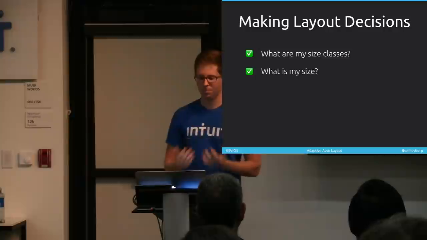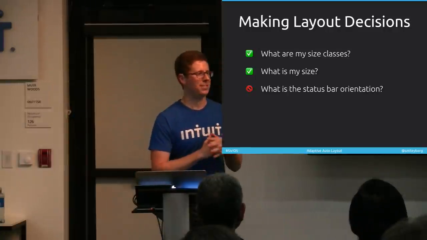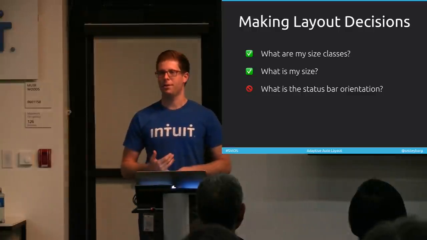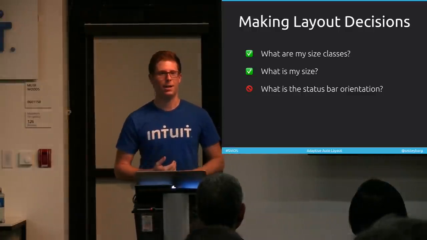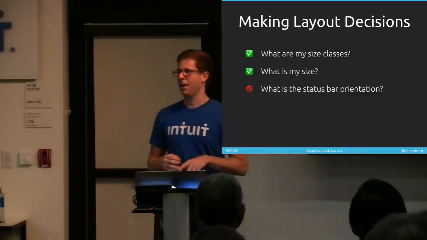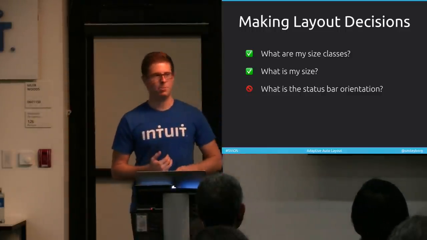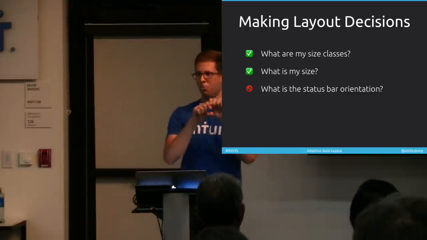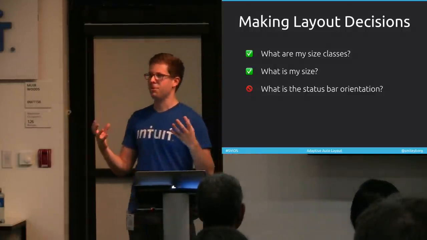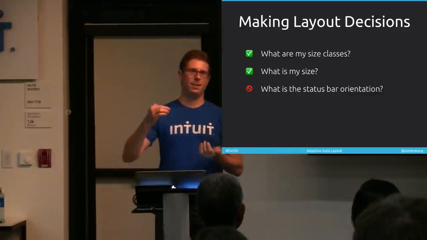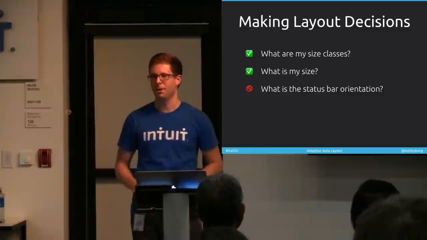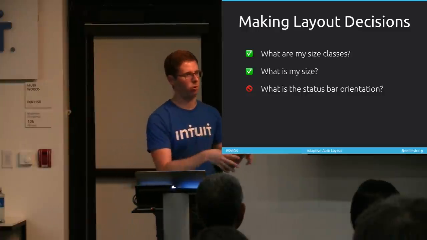What are things you don't want to do? Well, you don't want to really look at the status bar orientation. This might have been where a lot of you went when you saw that those old APIs were deprecated. The reason that this isn't great is because the status bar is something that lives almost outside of your app. It's like a root level view. It's in fact effectively its own window, way outside of the context of most of the views and controllers in your app.